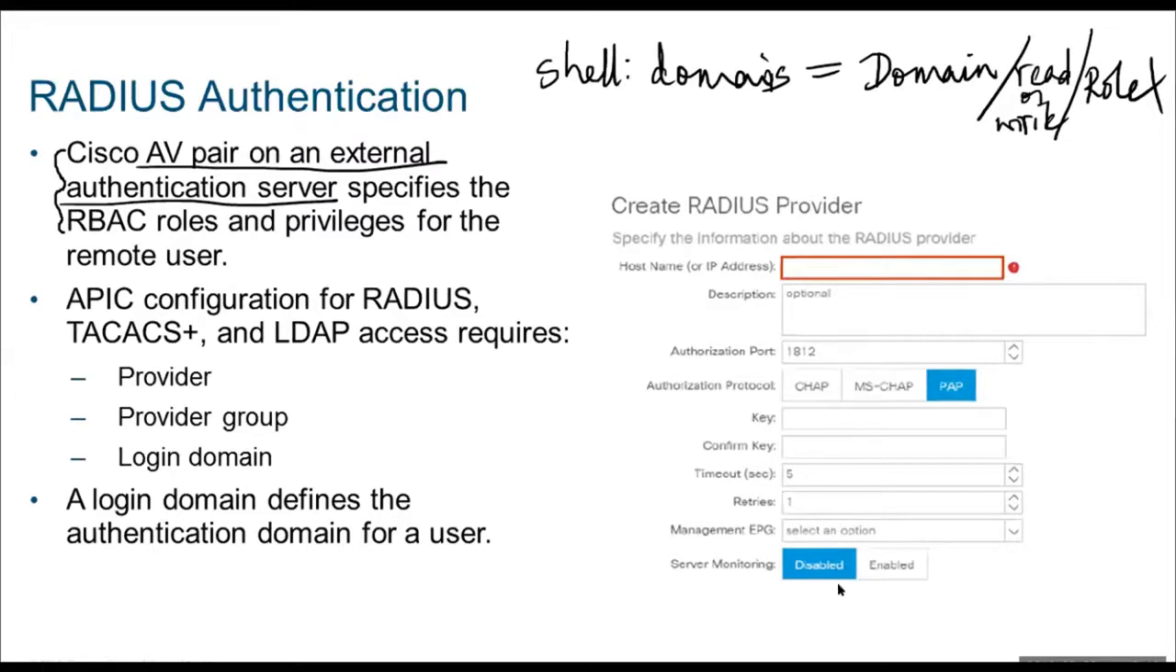Do you want server monitoring? Do you want the server to be checked using some form of background keep alive? Not really keep alive, it actually, APIC tries to log into the radius. It's not just pinging it. It's trying to even verify, it will do a test verification. If you enable it, it will ask you for an account and password to do server monitoring.